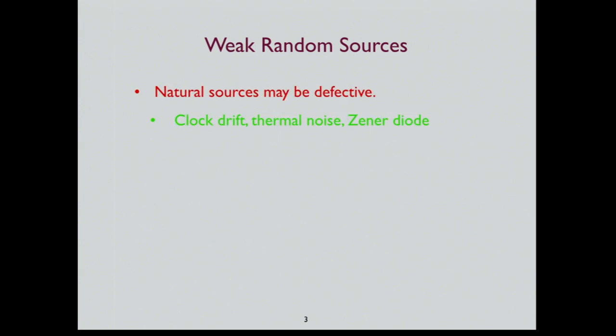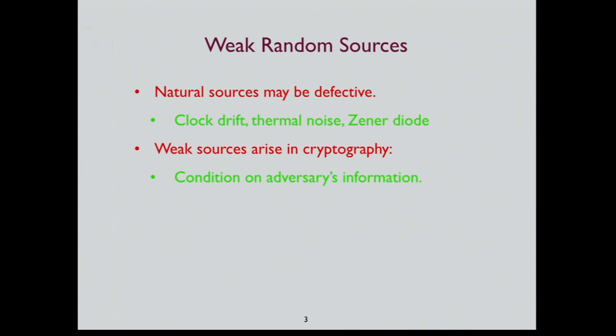But natural random sources may be defective. Real computers often get their randomness from clock drift or thermal noise or some device like a Zener diode. And weak sources arise in other situations.